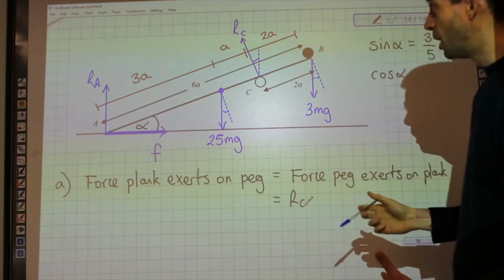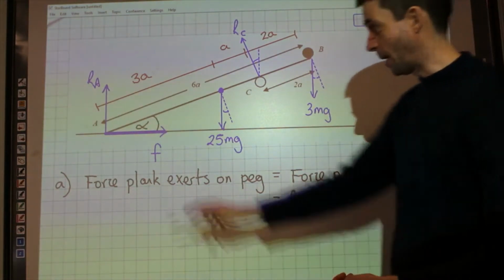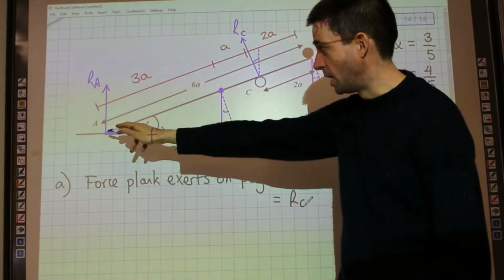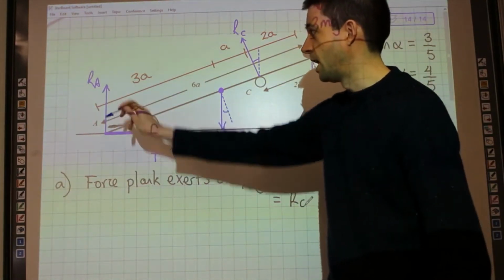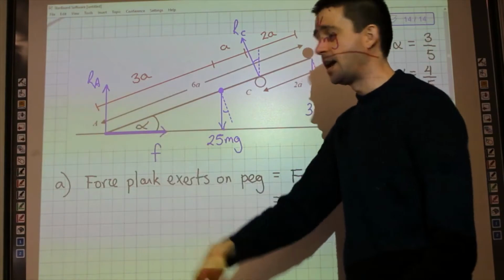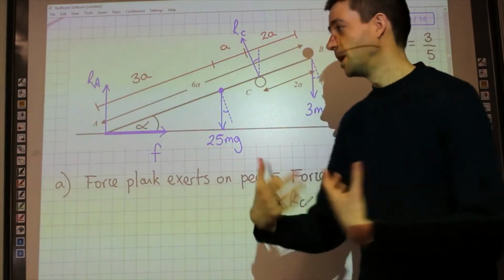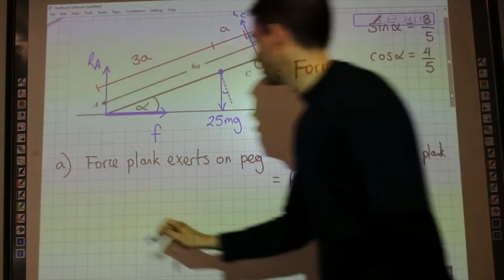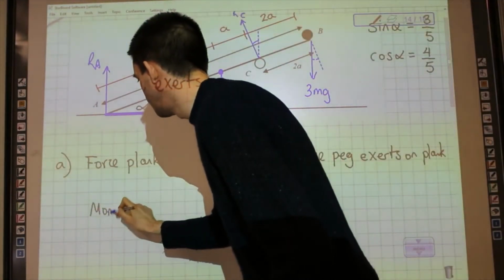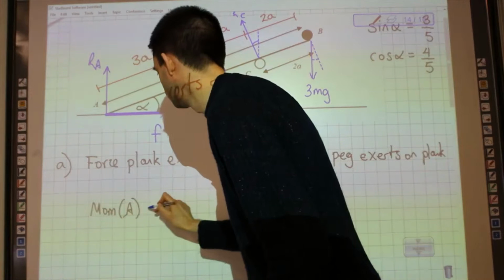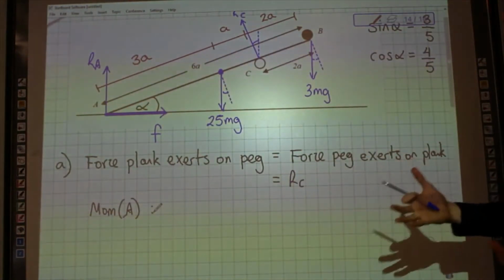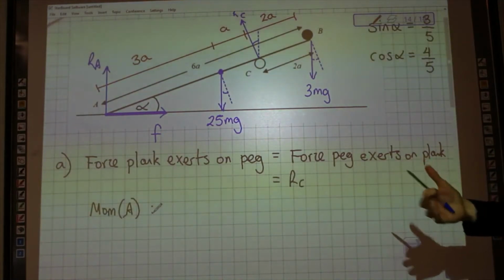Now, with this one, I'm trying to find the reaction at C. I'm going to take moments about A for the same reason as before, is that if I take moments about the point A, I can ignore the reaction at A, and I can ignore the friction at A, 2 forces I don't know. By taking moments about that point, I can ignore them both. So, moments about A, I know it's going to be in equilibrium, so clockwise equals anti-clockwise.